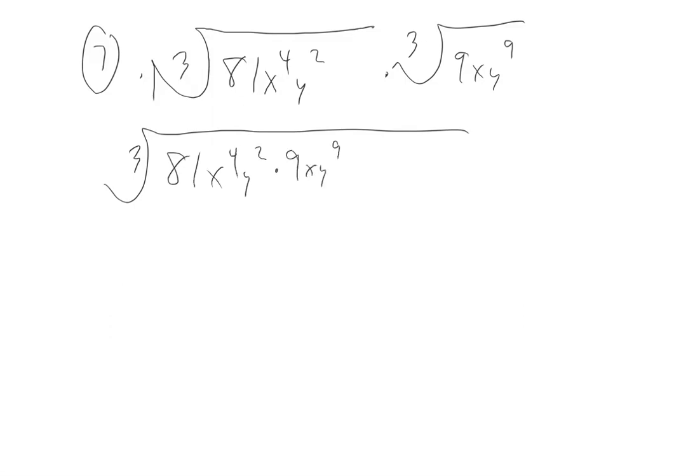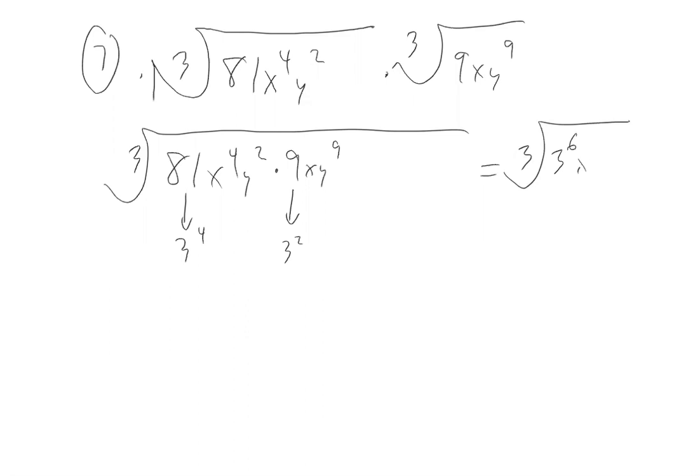Now that they're together, we have 81 times 9, which I'm going to write this 81 as 3 to the 4th power, and the 9 is really 3 times 3, so it's 3 to the 2nd power. And then I'll add all the exponents together. So 4 plus 2 is 6. So this equals the cube root of 3 to the power of 6.